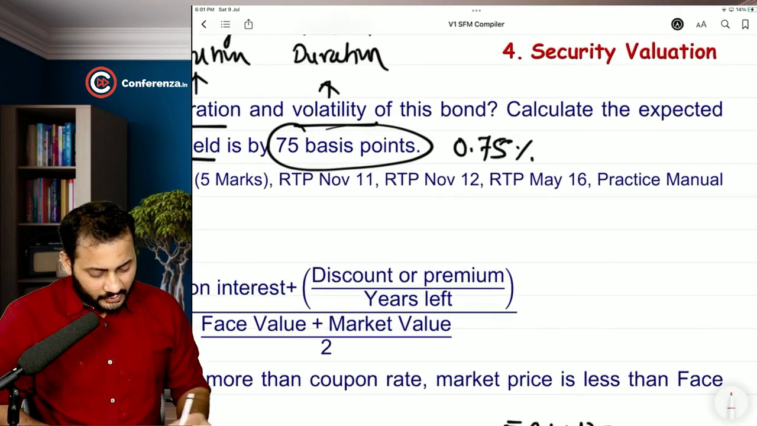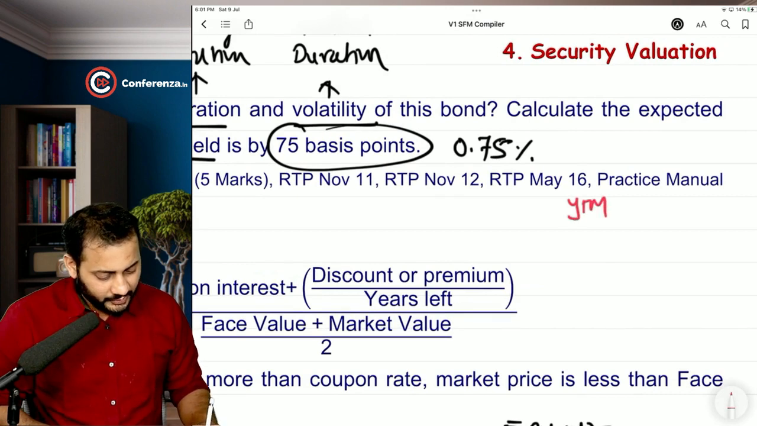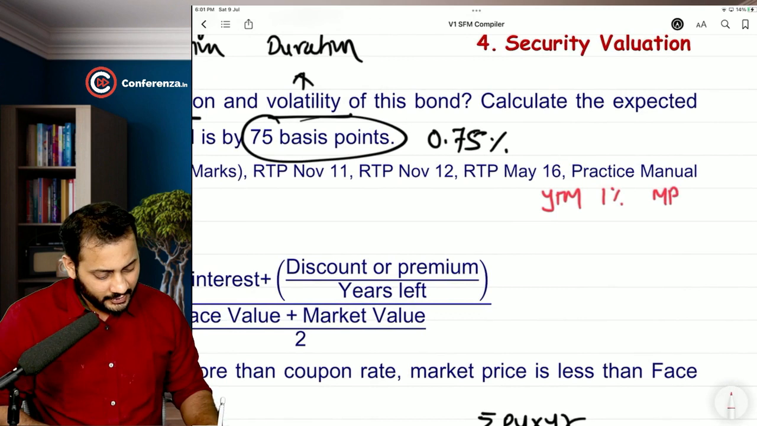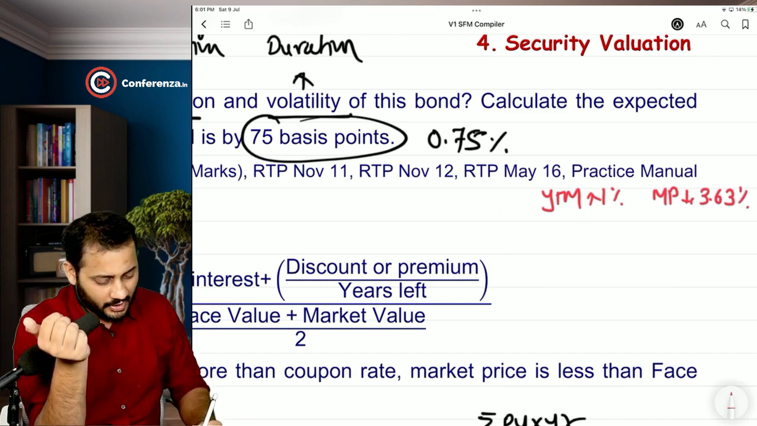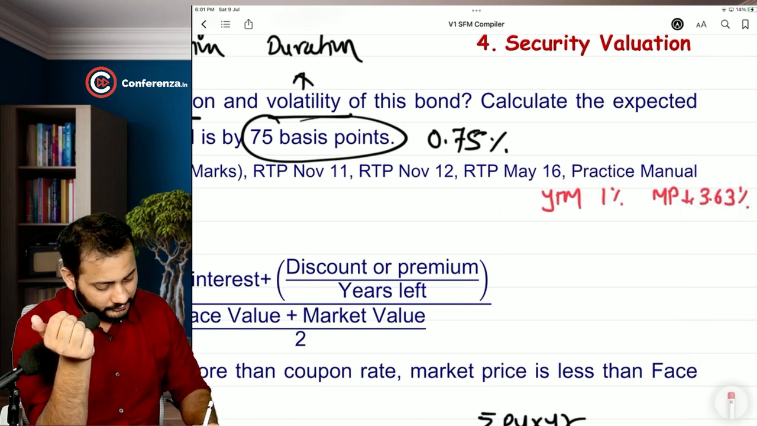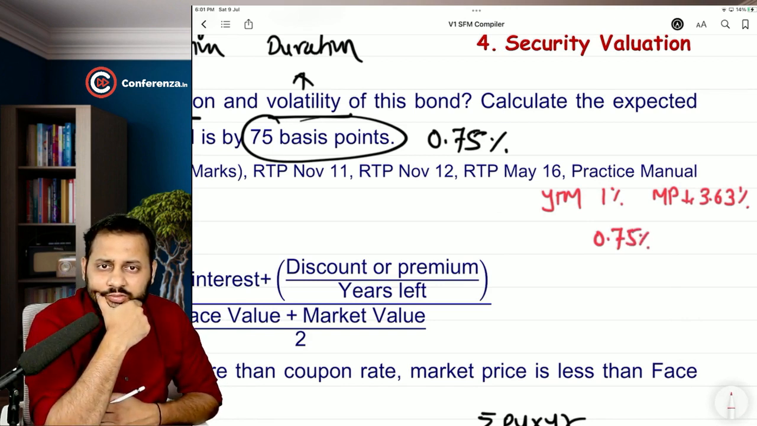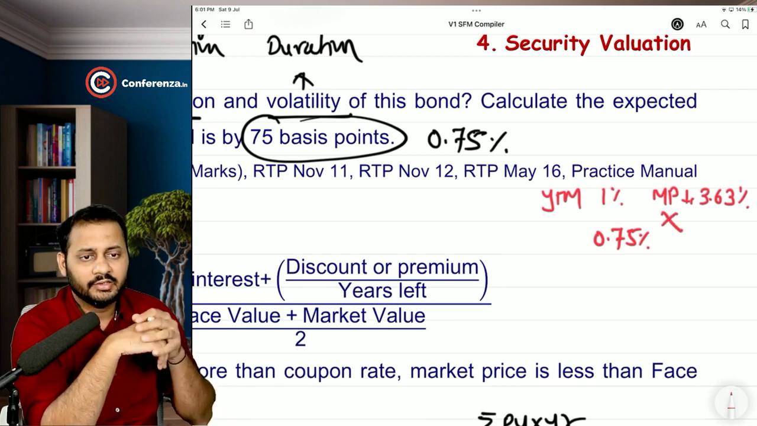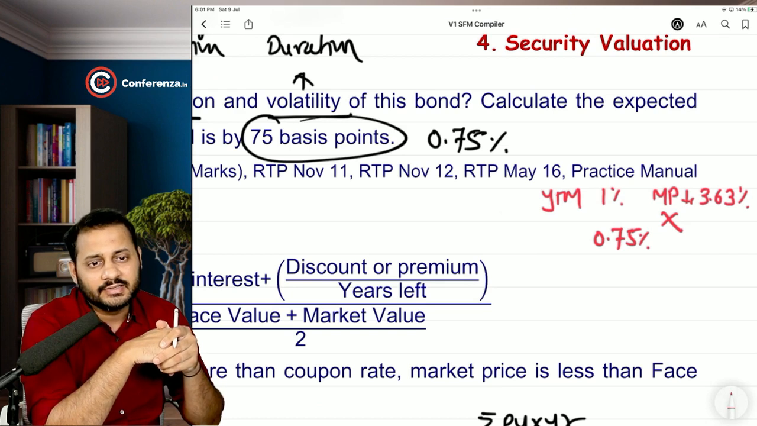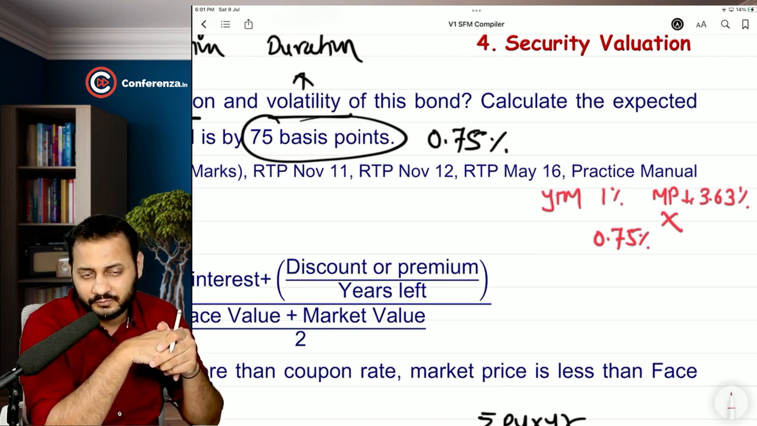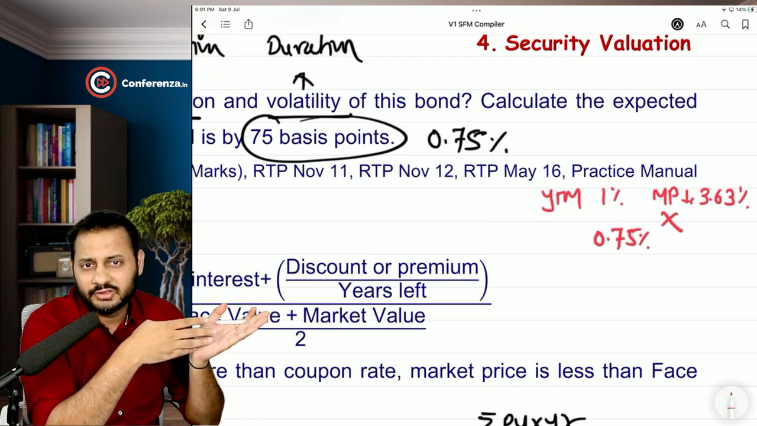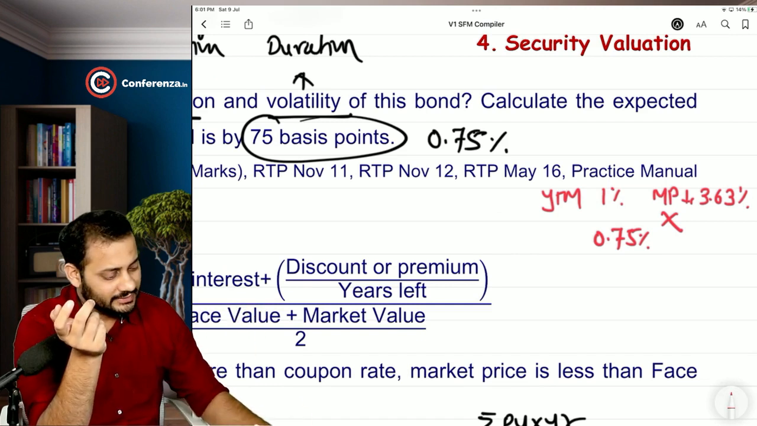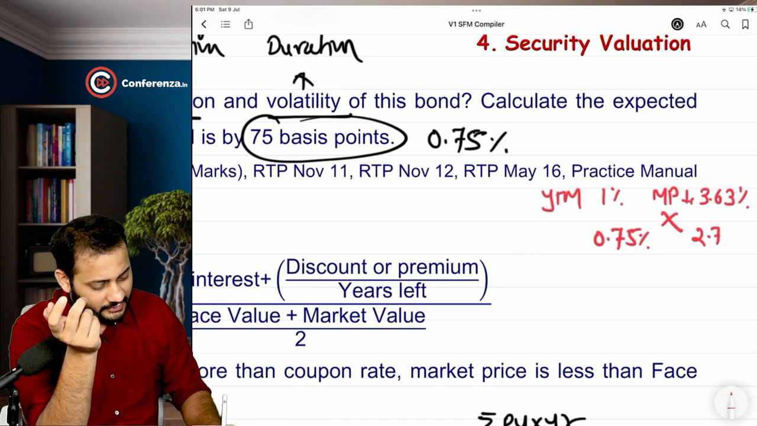Now, let me tell you one thing. If YTM is increasing by 1%, market price will go down by 3.63% as per the volatility's definition. And what if the YTM is changing only by 0.75%? Not wholly by 1%, but only by 0.75%. Then what will be the change in the market price? It's very simple, sir. Multiply 3.63 with 0.75 and you will get the change in market price. That is called cross calculation. For 1% change, 3.63 is the change in the market price, and for 0.75 how much will it be? So 3.63 into 0.75, that will give you the answer 2.7225.